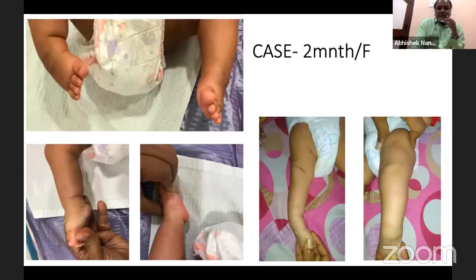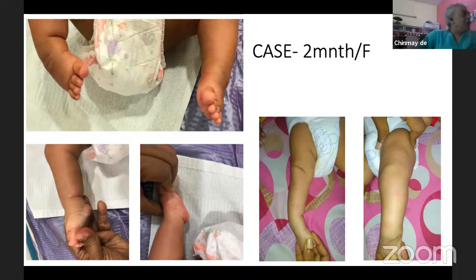So I'll come to some cases. Some 2-3 cases are there. So this is a case of a 2-month-old female having a complex club foot. This is one of Dr. Bala's cases. So what will be the plan of management?